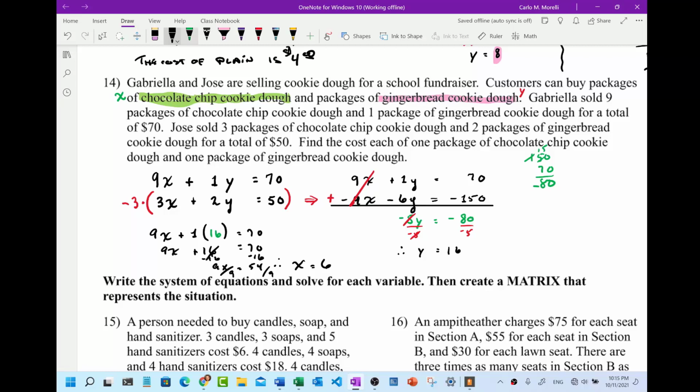So what does that mean? It means that chocolate chip cookie dough costs $6. Remember, it's money. And gingerbread cookie dough costs $16. And that's the answer. All right, so you got that done. Put a little box around it. And that is number 14.